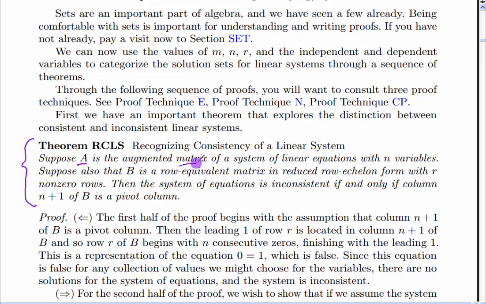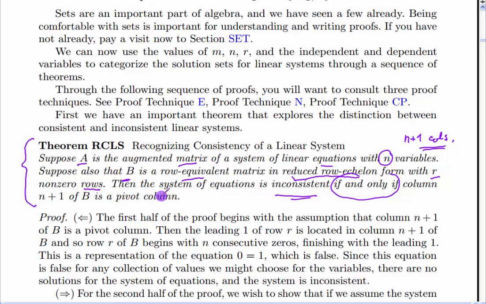Suppose A is an augmented matrix of a system of linear equations with n variables. Now, if it has n variables, then it's going to have n plus 1 columns, right? Because the last column is the constant column. Suppose also that B is a row equivalent matrix in reduced row echelon form with R non-zero rows. Then the system of equations is inconsistent if and only if column n plus 1 of B is a pivot column.